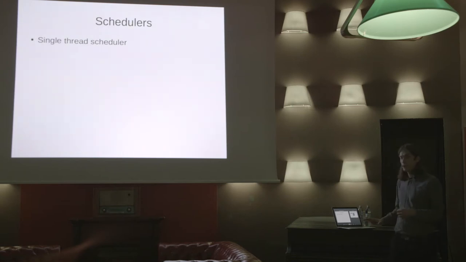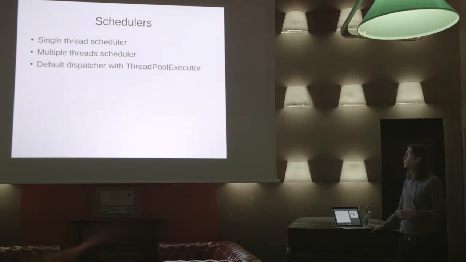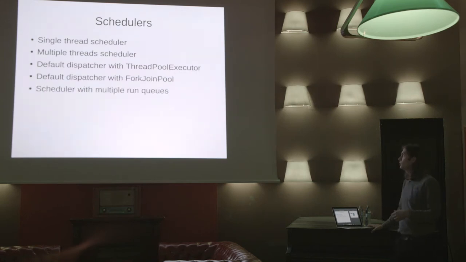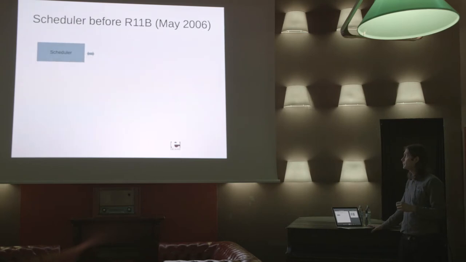So now we will go through the schedulers, and the simplest one is the single-thread scheduler from Erlang. Then we will go to the multiple thread scheduler. Then we jump to Akka to see the default dispatcher with thread pool executor. Then the default dispatcher with fork join pool. Then back to Erlang to the scheduler with multiple run queues. And again to Akka to the dispatcher with affinity pool. So there will be a lot of jumping, and this is because I want to compare the solutions from the most simple to the most advanced one. So let's get back to the year 2006. And there was a scheduler in Erlang which ran in one OS thread.